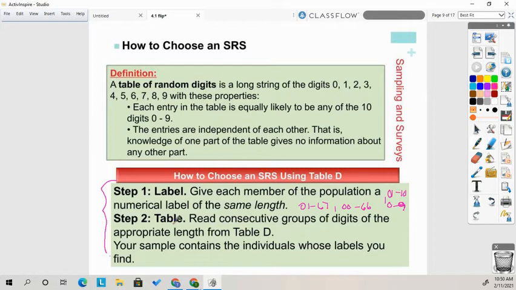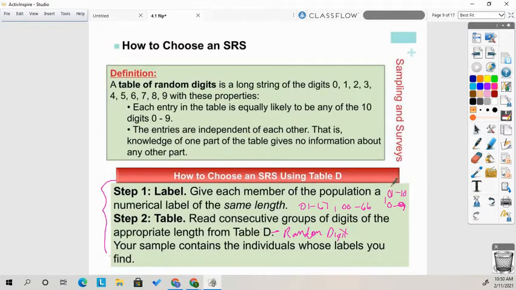Then the next thing you're going to do is read consecutive groups of digits from this Table D. Table D is your random digit table. And then you read how many you need. All right, then your sample contains those individuals. So it's pretty easy. All you do is number your people, read how many digits you need.